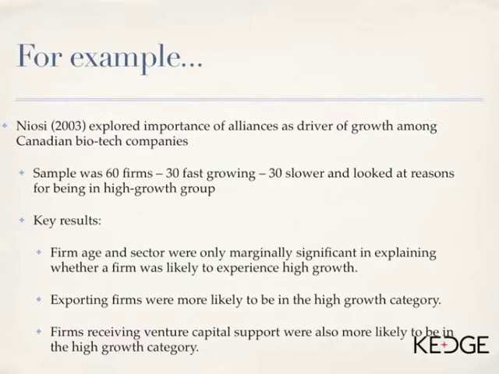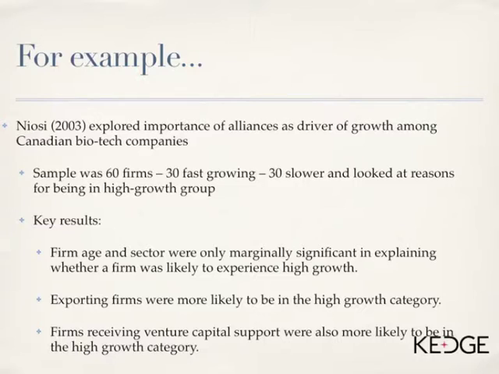So as an example of this broader integrated model in practice, we can look at some research by Noisy in 2003. They explored the importance of alliances as drivers of growth among Canadian biotech companies. The sample was 60 firms, so not huge but still significant. 30 of these were fast-growing firms and 30 were slower enterprises, and they looked at the reasons for being in the high-growth group. They found several key results. So first of all, firm age and sector were only marginally significant in explaining whether a firm was likely to experience high growth.